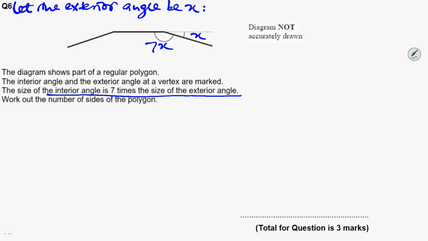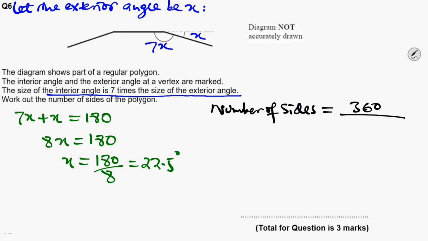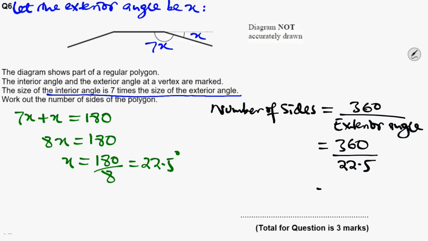But we know that these are angles on a straight line, and angles on a straight line add up to 180 degrees. So that means that 7x plus x will be equal to 180, which is 8x equals 180. So x will be 180 divided by 8, which will be equal to 22.5 degrees. So what they want us to find is the number of sides, and we know that the number of sides is equal to 360 divided by the exterior angle, so that will be 360 divided by 22.5, and that will be equal to 16 sides.